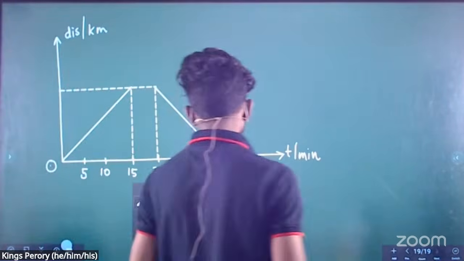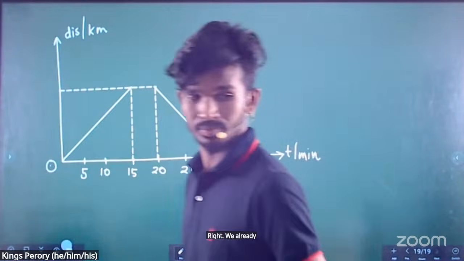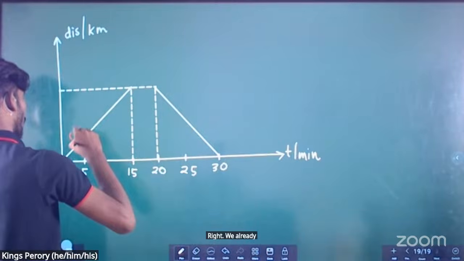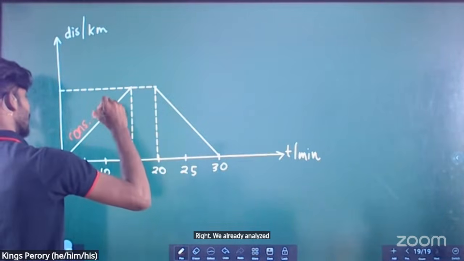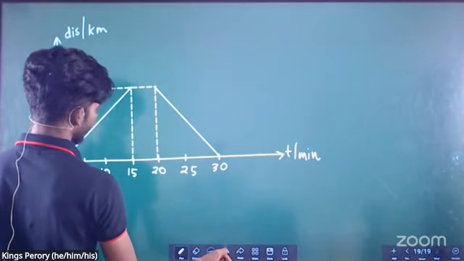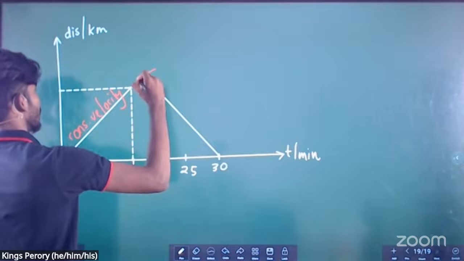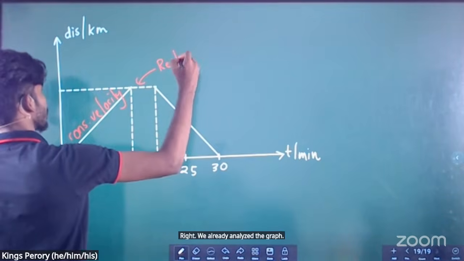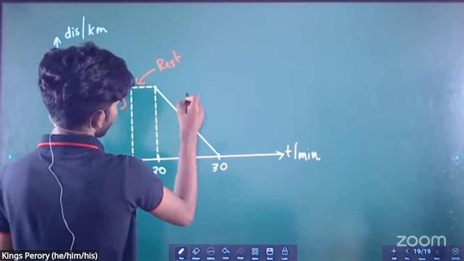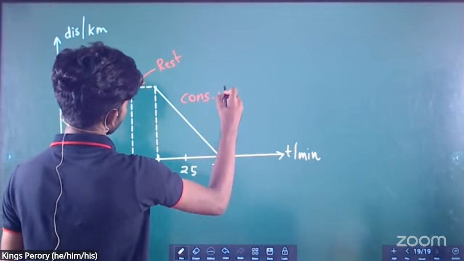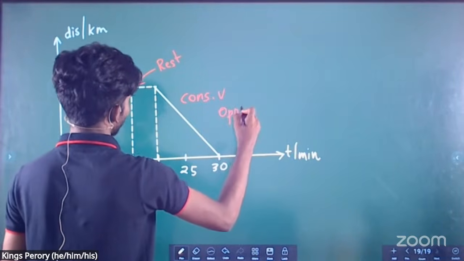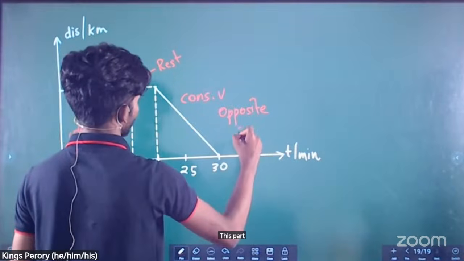Right. We already analyzed the graph. This part is constant velocity. This part is object at rest. This part is again constant velocity, but in the opposite direction. You should show the direction as well.